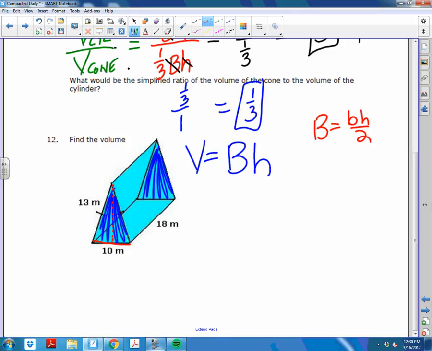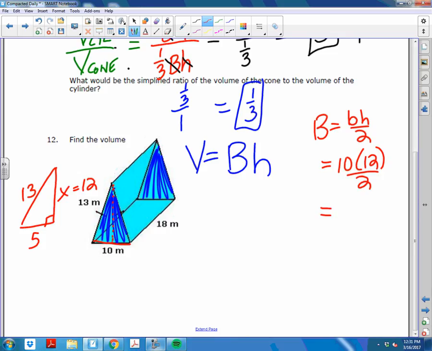Problem is we don't know this, but what we do know is that if you draw it like this, you end up with 13 and 5, which makes this the thing you're looking for. And when you use the Pythagorean theorem, you find out that x is 12. Now what that means is that the area of the base is 10 times 12 divided by 2. You made it a right triangle by drawing something that's perpendicular to the base.